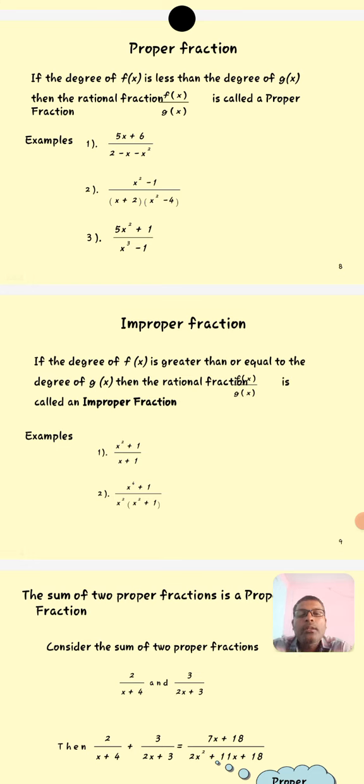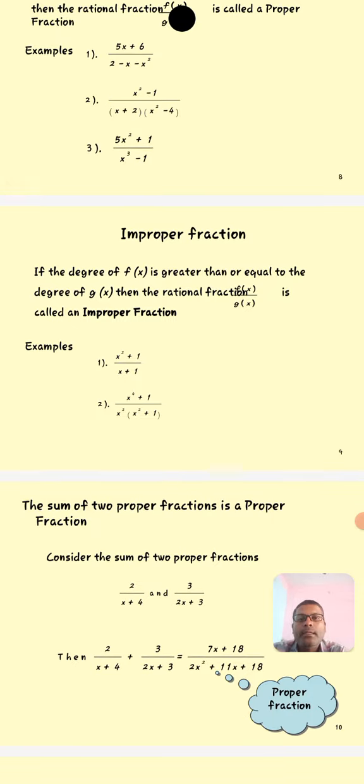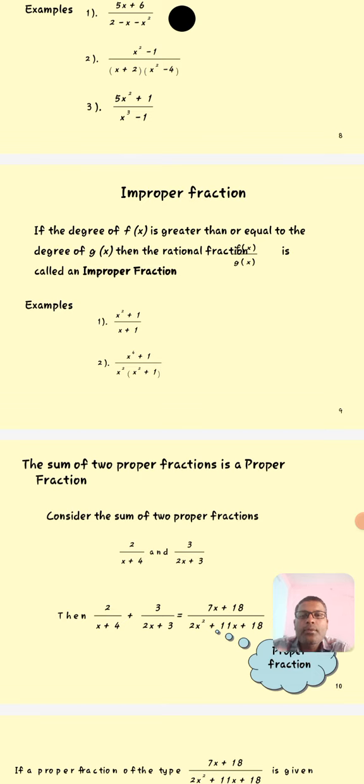Okay. We learned about fraction, how to define the rational fraction, and then how to define the proper fraction. Now we go to the improper fraction. You observe here, improper fraction means if the degree of f of x is greater than or equal to the degree of g of x, then the rational fraction f of x divided by g of x is called an improper fraction. The degree of f of x is greater than and also equal to the degree of g of x.